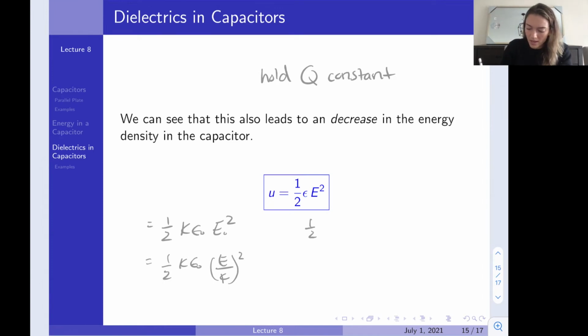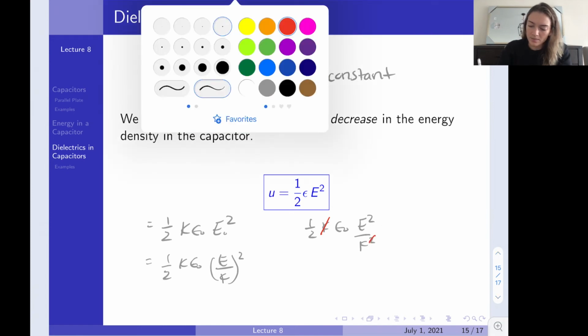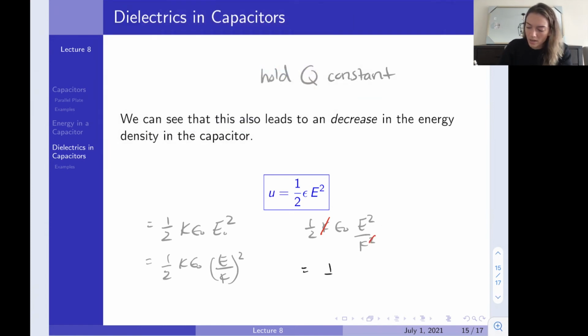So we get 1/2 K epsilon naught, E squared over K squared. We can see that our K here cancels, and we're left with 1/2 times 1 over K times epsilon naught E squared. This E is our original electric field.